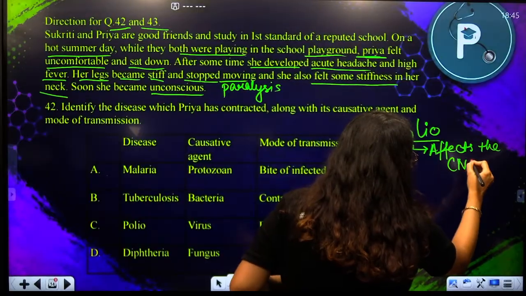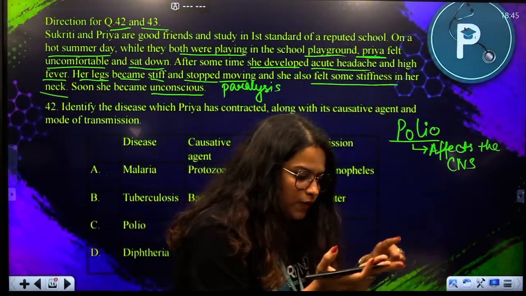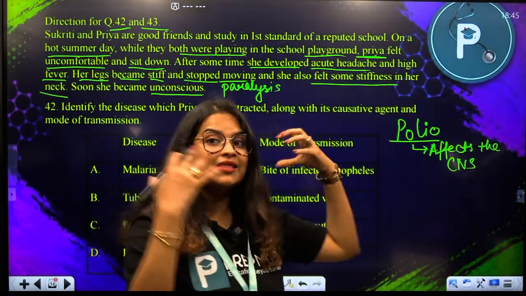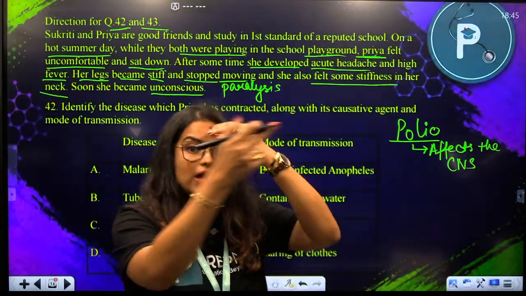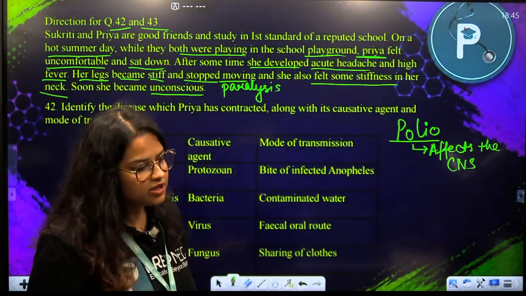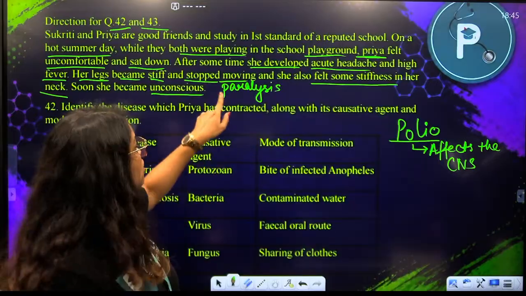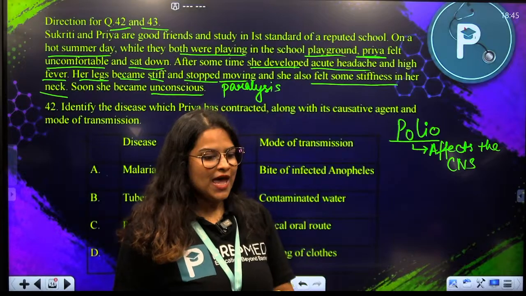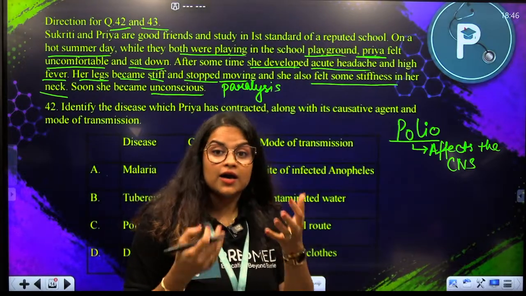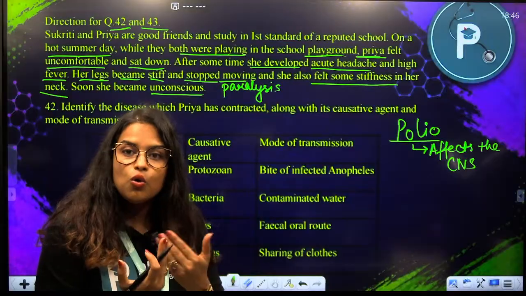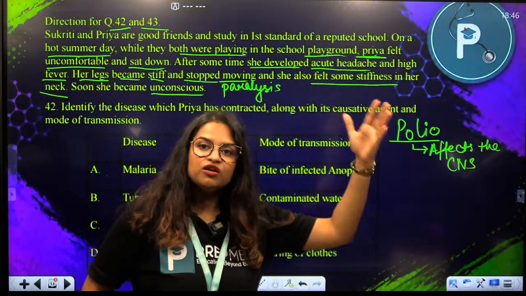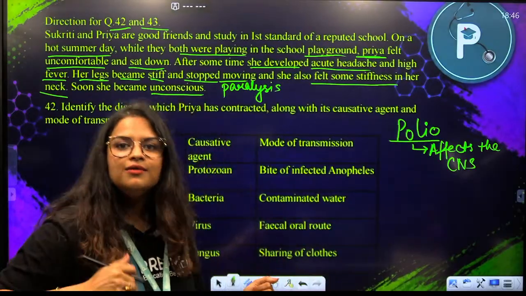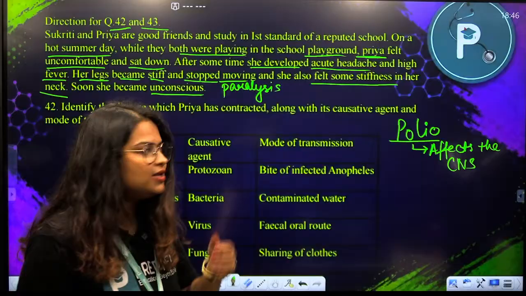Because it affects the central nervous system, along with high fever, acute headache, stiffness in the neck and stiffness in the leg, including paralysis, there is also loss of consciousness. These are the symptoms of polio. And polio can be contracted through the fecal-oral route, from contaminated food and water to the healthy person. That is the mode of transmission in this case.